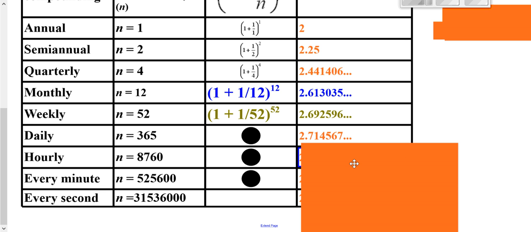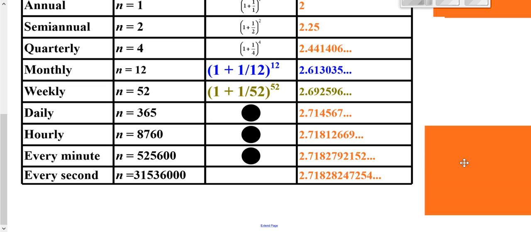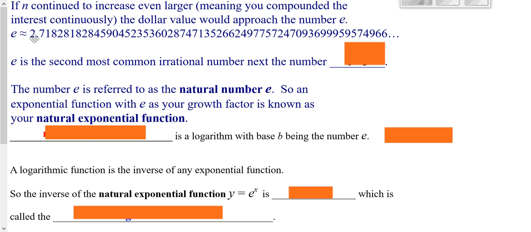If we typed in hourly, which would be 8,760 for n, we would get this. If we did every minute and then every second, we would get these. You can see these numbers are starting to level out. Yes, they're slowly getting bigger, but leveling out at a certain number. If you did that forever, you would get this right here. And it still goes on forever. This is your approximation of the number e.